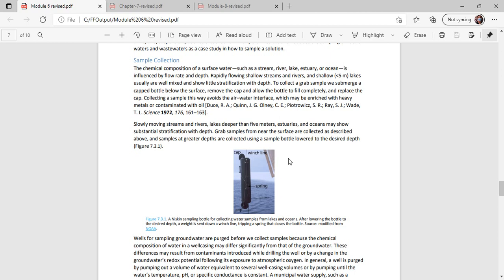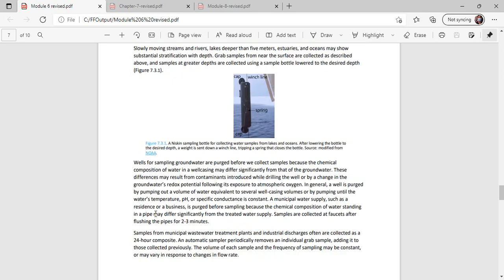So slowly moving the stream or river, lakes, and deeper than your 5 meters, estuaries, and ocean may show substantial classification with depth. Grab samples from near the surface are collected as described above. And samples from greater depth, or mga sa dalom pa, magkuha ka sample dito halin sa dalom, you're using a sample bottle. Okay, this is your sample bottle, from aton nga desired nga depth. You have here the cup. A winch line is the one ginahold or the fishing line. Okay, para sa mga bottle, you have your spring to open the cups.